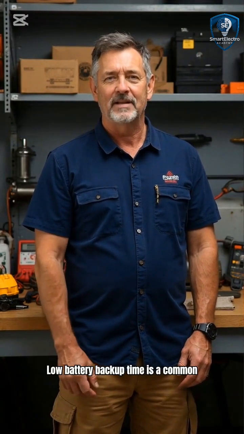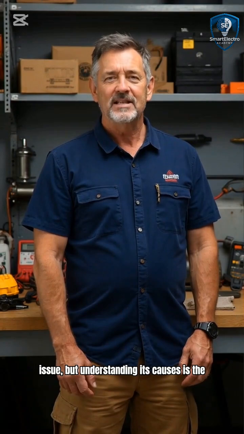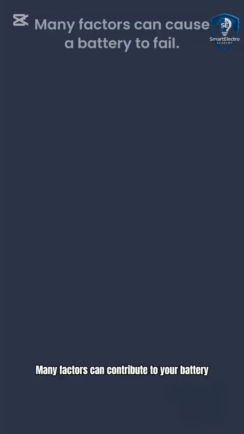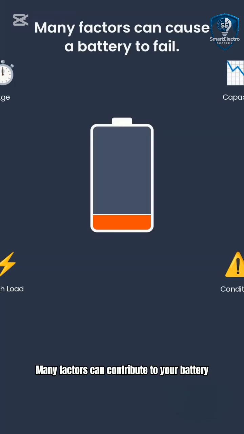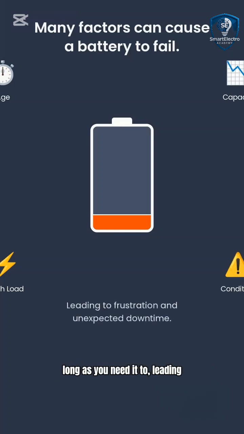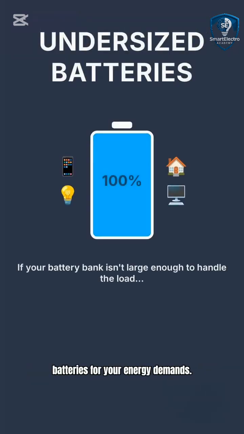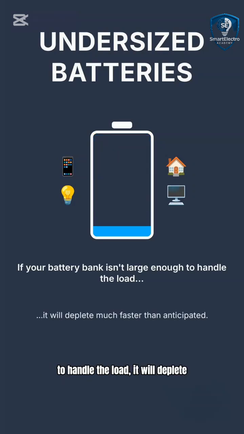Low battery backup time is a common issue, but understanding its causes is the first step to a reliable power supply. Many factors can contribute to your battery system failing to hold a charge as long as you need it to, leading to frustration and unexpected downtime. One primary cause is simply having undersized batteries for your energy demands. If your battery bank isn't large enough to handle the load, it will deplete much faster than anticipated.